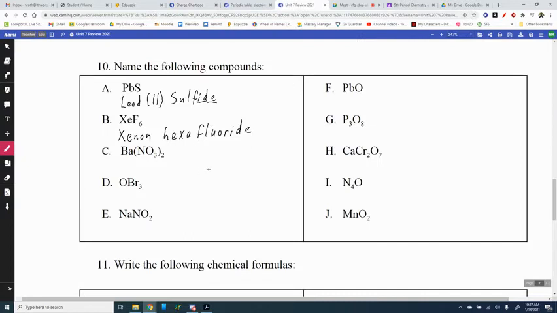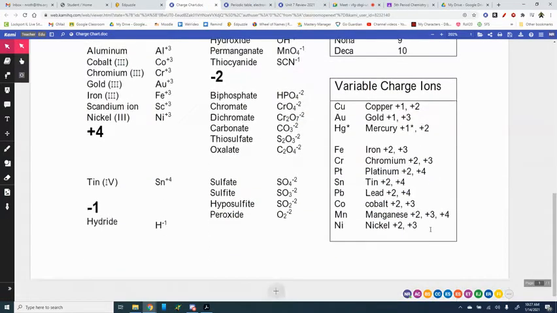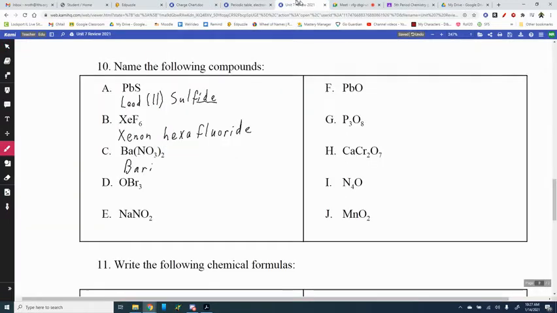So we are just going to write barium. Oh, I'm sorry, I forgot to check and see if barium was on the variable charge chart. So we're going to look at our variable charge chart. Barium is not on the variable charge chart. So that means we do not need Roman numerals. So we're just going to write it, barium nitrate.